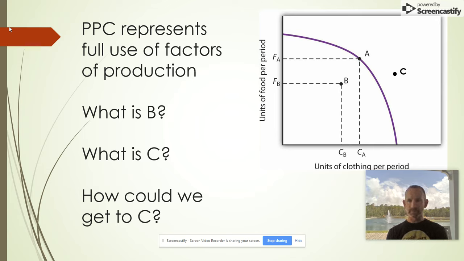Point C is impossible given your existing factors of production, but by getting more factors of production or some technology that improves your efficiency, you could get out to point C. But the way you interpret this curve is, point A or anywhere along that curve means you're fully using the factors that you have.